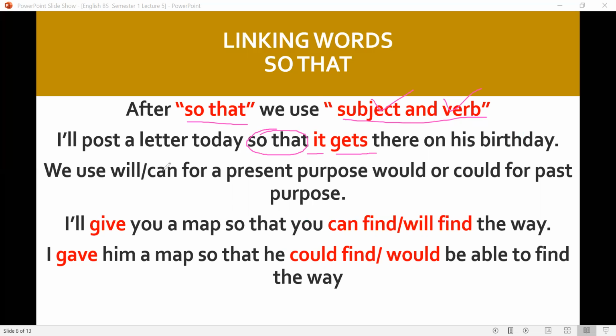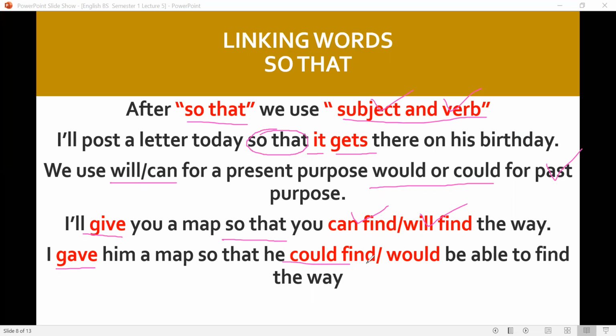We use will or can for a present purpose, would or could for a past purpose. In present, we use will and can. In past, we use would or could. I will give you a map so that you can find or will find the way. I gave him a map, past. So that he would be able.